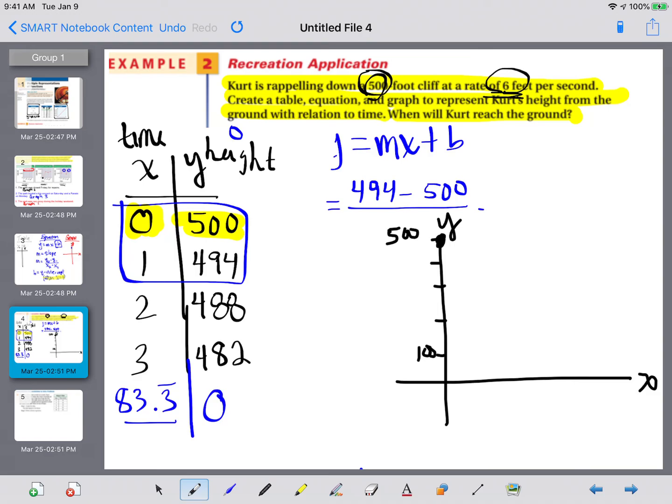Now the time in seconds, when the y value is 0, that's along the x-axis. That's at 83.3. So let's go by tens. 20, 30, 40, 50, 60, 70, 80. And we can estimate that his graph would be about right here. We can connect the 2 points, and there is our graph.